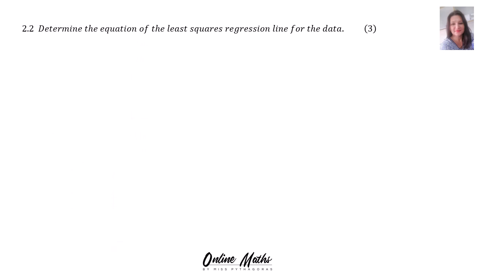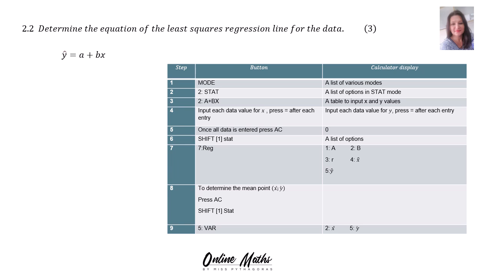2.2: Determine the equation of the least squares regression line for the data. What you need is this little equation, y hat equals a plus bx. That is the equation for the least squares regression line. Then you're going to work out values for a and b with your calculator. Here is some guidance on which calculator sequence to follow. I hope this will help you. You put your calculator in stat mode, and then you choose the option a plus bx. That is your least squares regression line option.